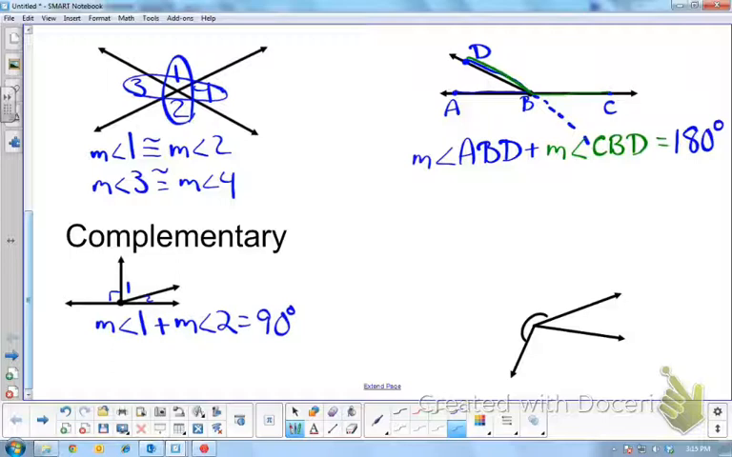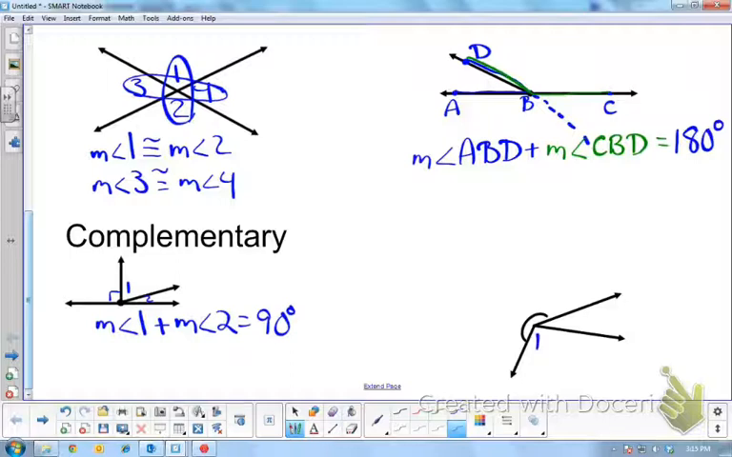So if we ever have the term supplementary, we know the two angles are going to add to 180. If we use the term complementary, we know the two angles are going to add to 90. The last situation doesn't really have a name, so that's why I don't label it with a name.